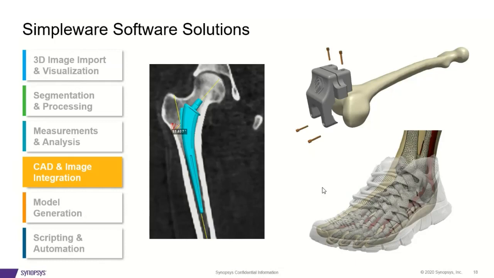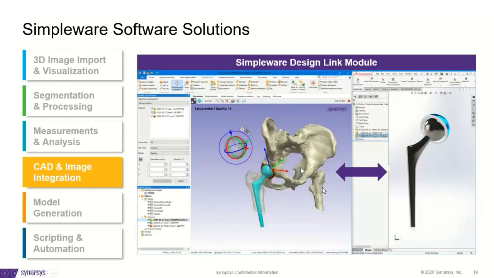So you can import a CAD geometry into the image space, position it, do your design, looking how your device fits, doing measurements, angles, things of that nature. For example, here we have a group that did modeling of the foot with the shoe. So they imported the CAD geometry of the shoe and fit that over the foot.